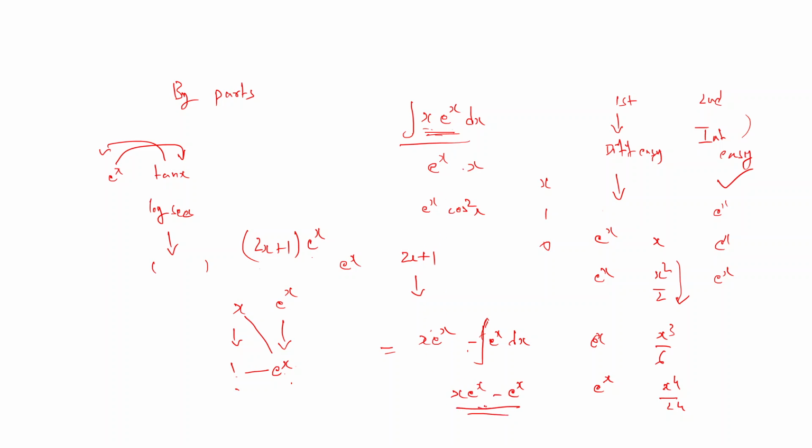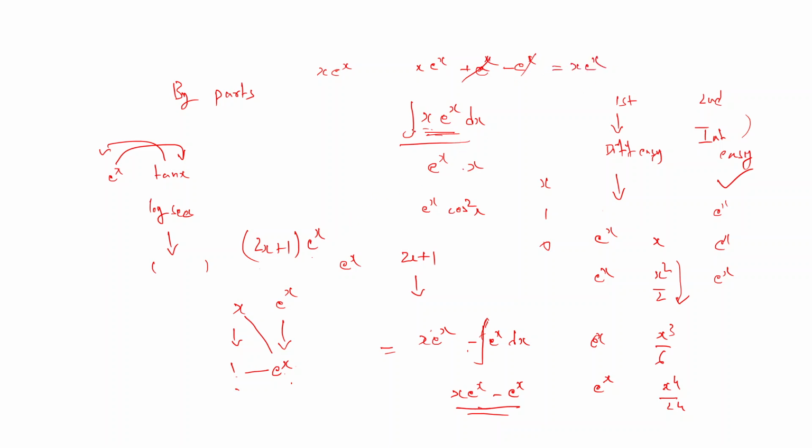Now you can just try doing differentiation of this. Are you getting this or not? x e power x minus e power x, if you do differentiation, what will happen? x into e power x plus e power x into differentiation of x, which is 1, then minus e power x. So both will get cancelled, and you will get x e power x.